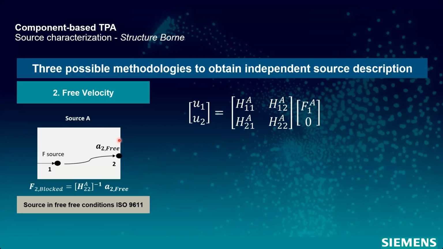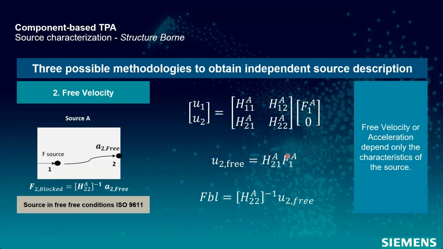Again, there is a direct relation between this free velocity and our source mechanism. If we write down the equation just as before, we can see this free vibration is directly related to the source mechanism. And if we combine it with the earlier equation, we can see that once you have the free velocity, you can calculate your blocked force again. So for components that are typically softly suspended, this free velocity could be a good alternative to the blocked force to characterize your source.